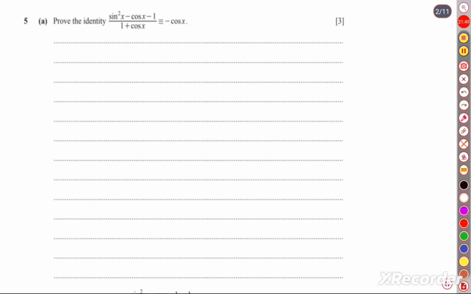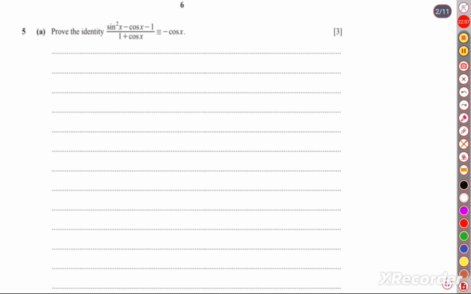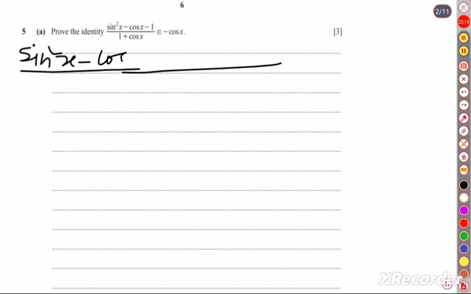Well, A says prove the identity (sin²x − cos x − 1)/(1 + cos x) = −cos x. So let me write the question first. That is (sin²x − cos x − 1) over (1 + cos x).